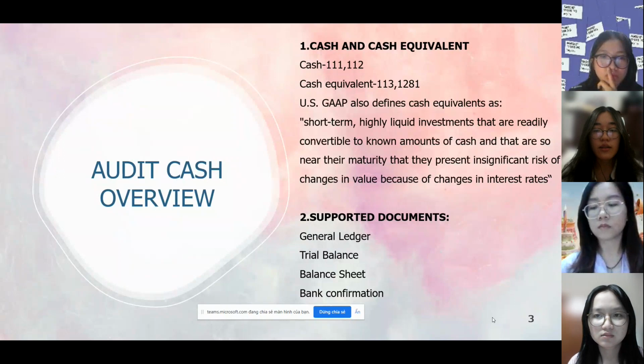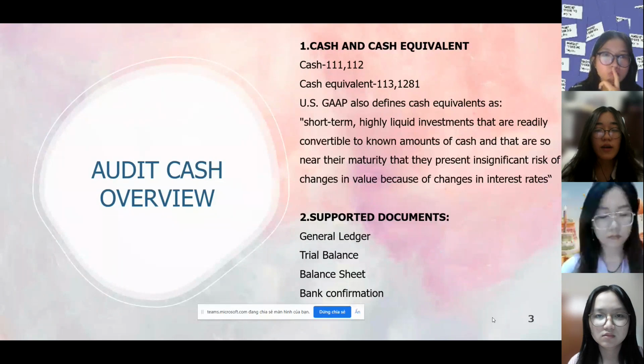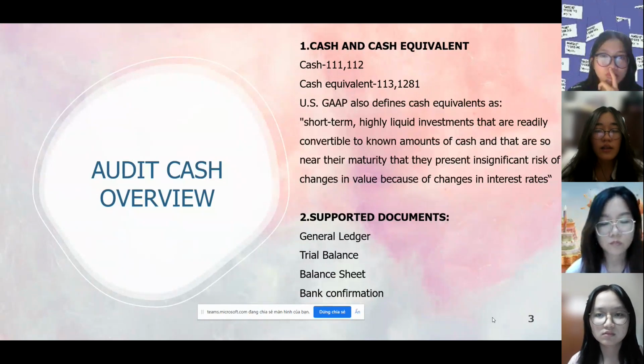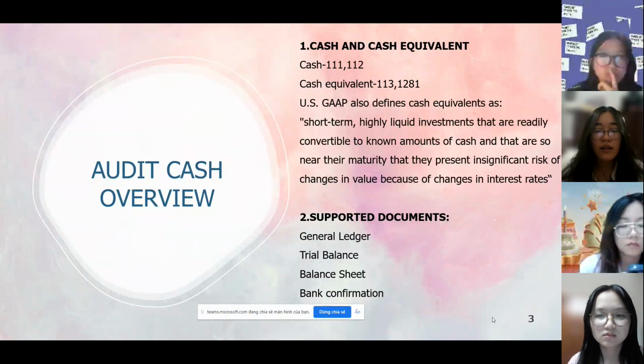About cash equivalents, there are many concepts, but US GAAP defines cash equivalents as short-term, highly liquid investments that are readily convertible to known amounts of cash and that are so near their maturity that they present insignificant risk of change in value because of changes in interest rates. The accounts for cash equivalents are 113, 1281.